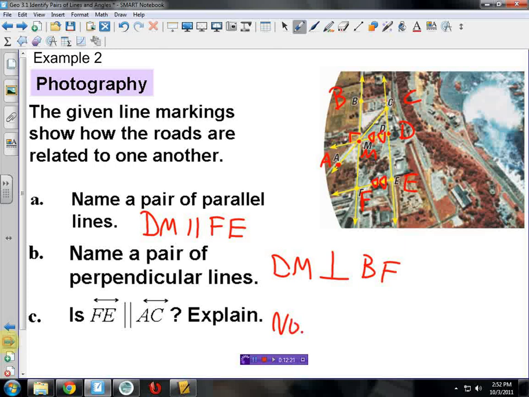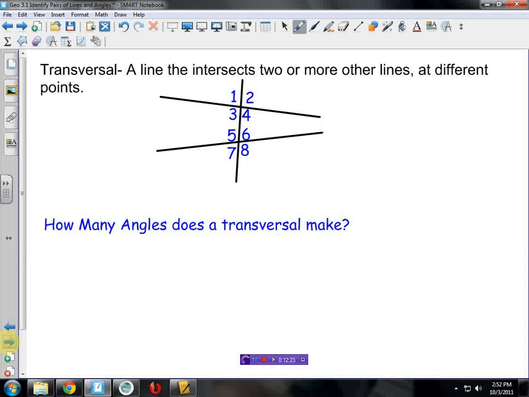All right. Let's see if the next example looks a little bit better than that. We're going to talk about transversals. A transversal is any line that cuts through two or more other lines. So I drew a picture there. The transversal cutting through two lines. The transversal here is the one that's going vertical. But I want to know, how many angles does a transversal make? 8. Right? It makes 4 on the top and 4 on the bottom. A line that intersects two or more.